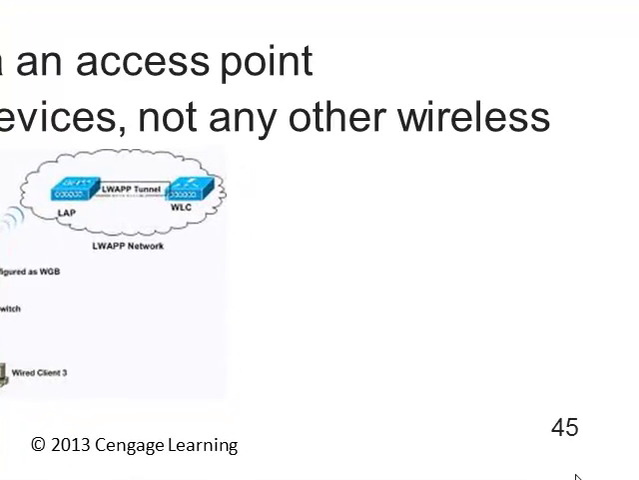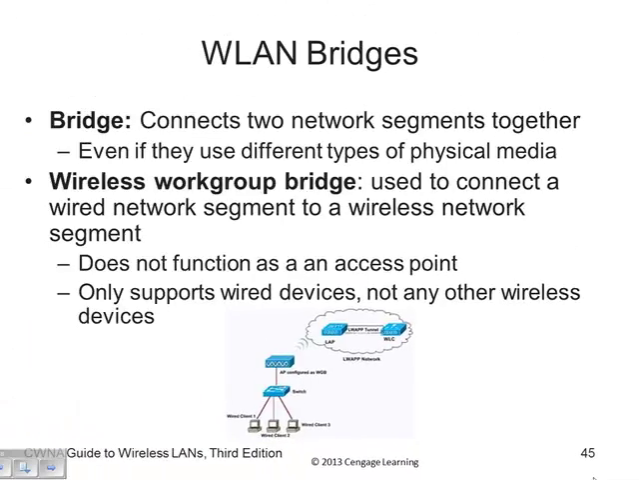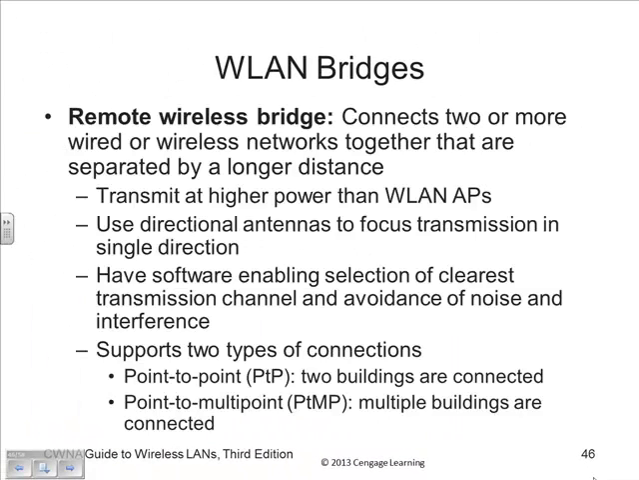Bridges. I put a little picture here: lightweight access point to wireless LAN controller, and here, access point to access point is going to be the bridge itself. The bridge typically is going to bridge two wired connections, two wired networks. I'll get there in a minute. Two or more wireless, on and on.